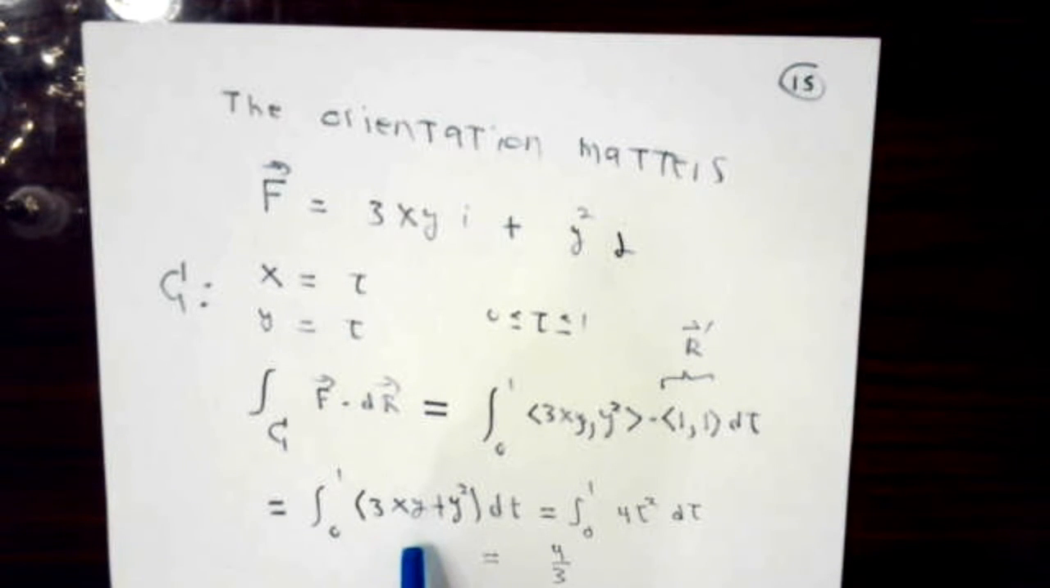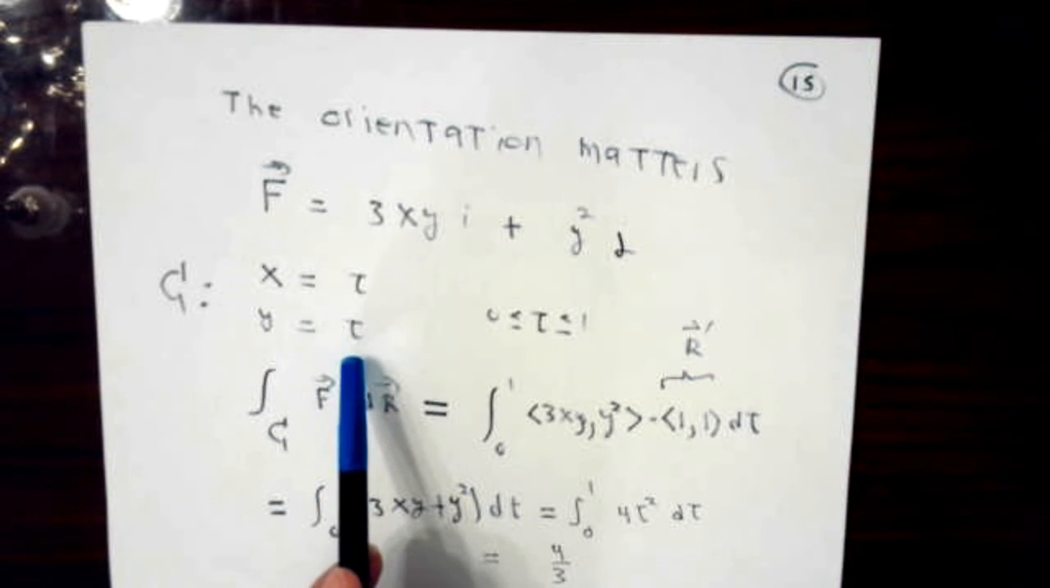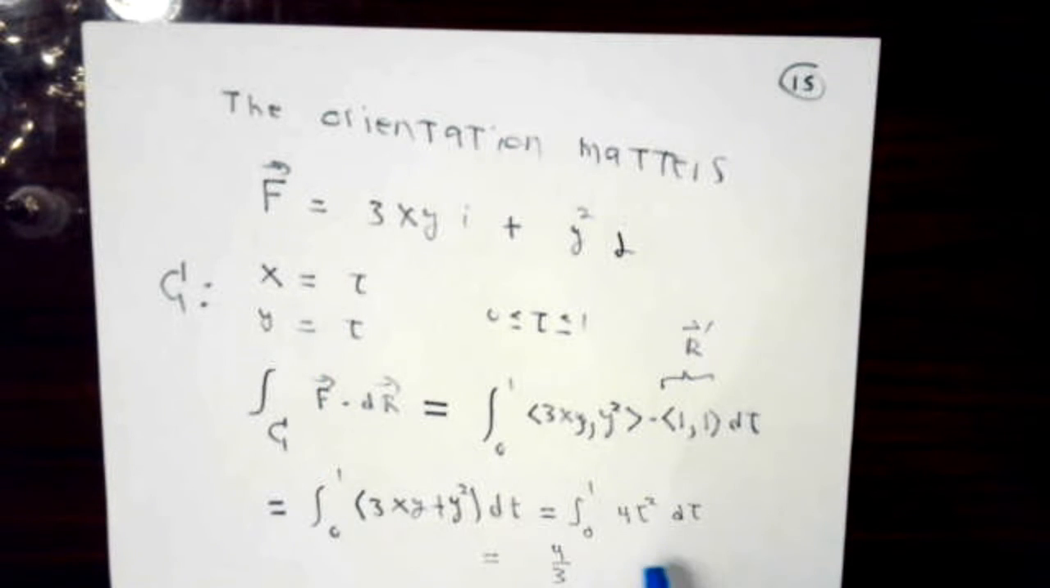I write this in terms of x and y, but I know what x and y are in terms of t. 3 times x times y is 3 times t, 3t squared, plus y squared. That would be plus t squared. So you're going to be integrating 4 times t squared. That integral is easy to do. It works out to be 4/3 units, units of energy or work.